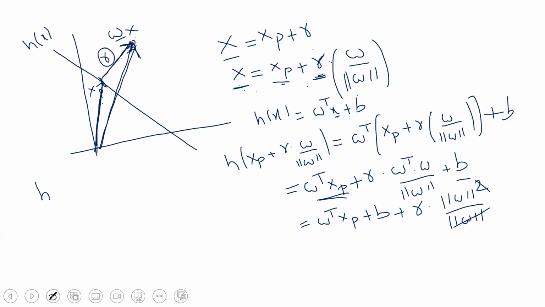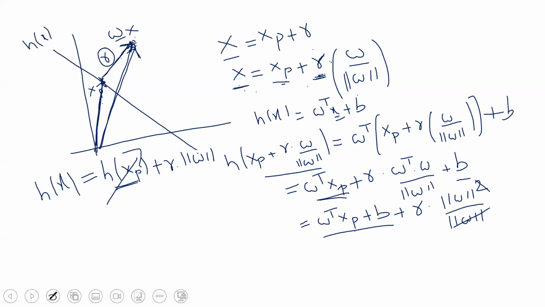Now h of x can be represented as h of xp. If you look at this w transpose xp plus b, this is nothing but h of xp, just in place of x we got xp. So h of x is h of xp plus r into modulus of w. Now xp is a point on the hyperplane, the projected point of x on the hyperplane. Any point on the hyperplane gives h equal to 0.